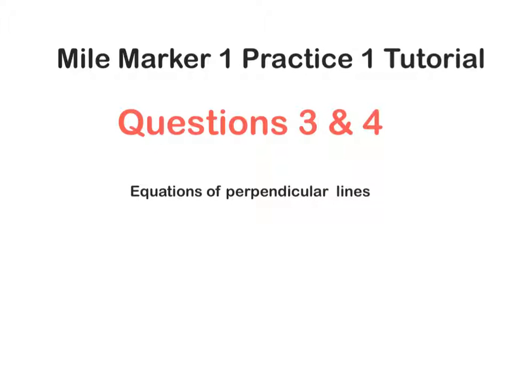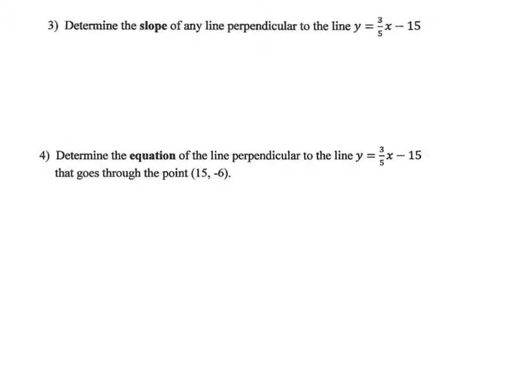This video tutorial is for mile marker 1, practice 1, questions 3 and 4, equations of perpendicular lines. In question 3 of the mile marker, we are asked to determine the slope of any line perpendicular to the line y equals 3/5 x minus 15.